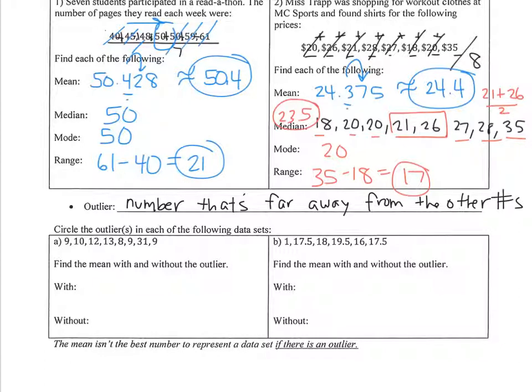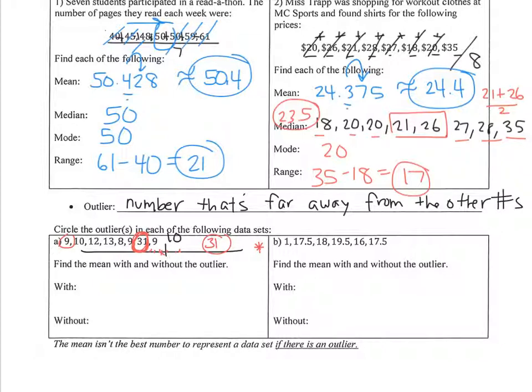So if I look at a number line, if this is 10, then 9 would be here, 10 would be right there, 12 would be right here, 13, 8, 9, okay, and 31 is going to be way over here, and 9's right here. So the outlier is 31. It says circle the outliers, which 31 is our outlier, and find the mean with and without the outlier.